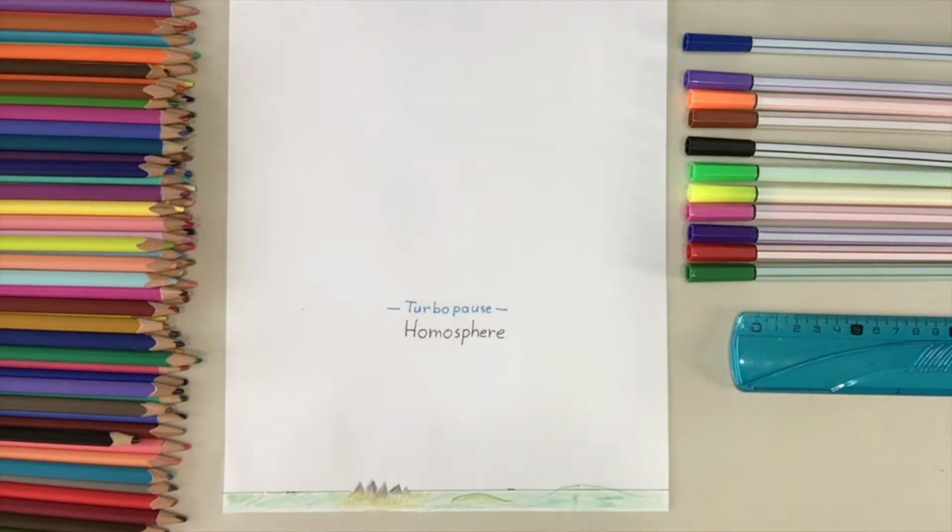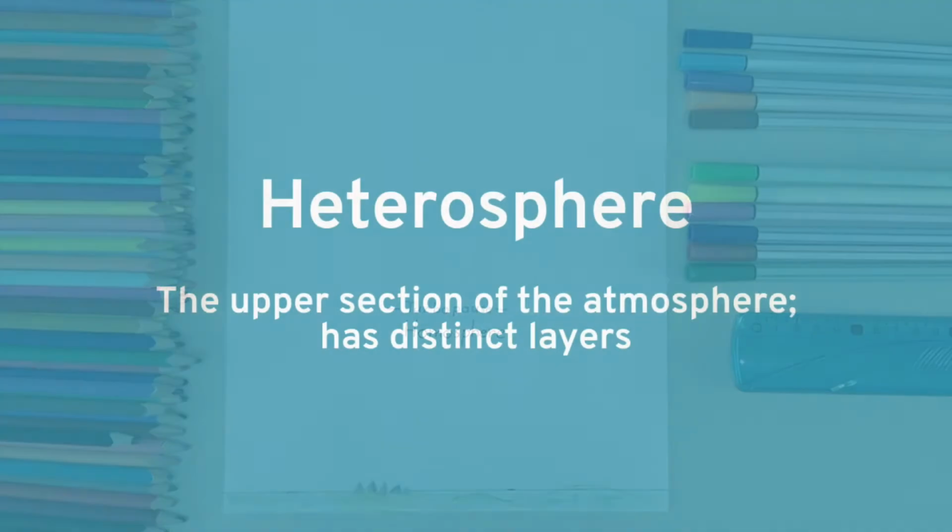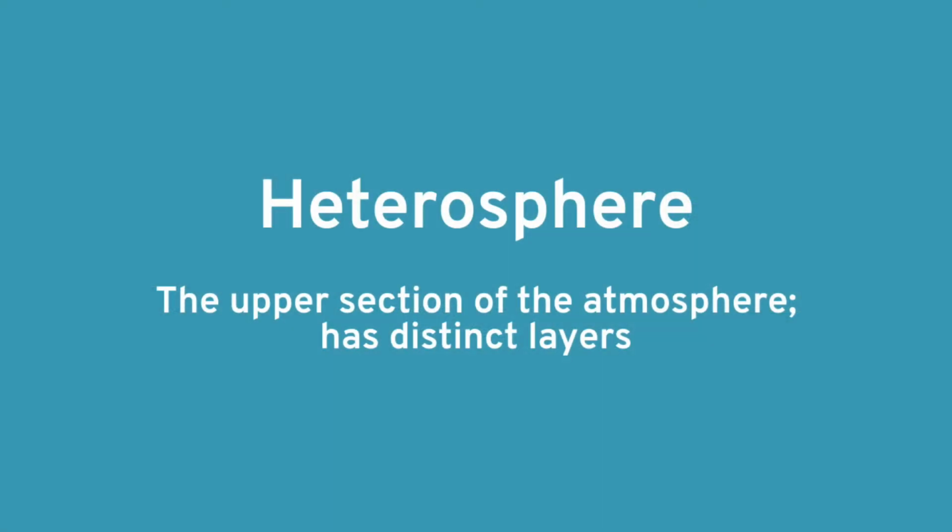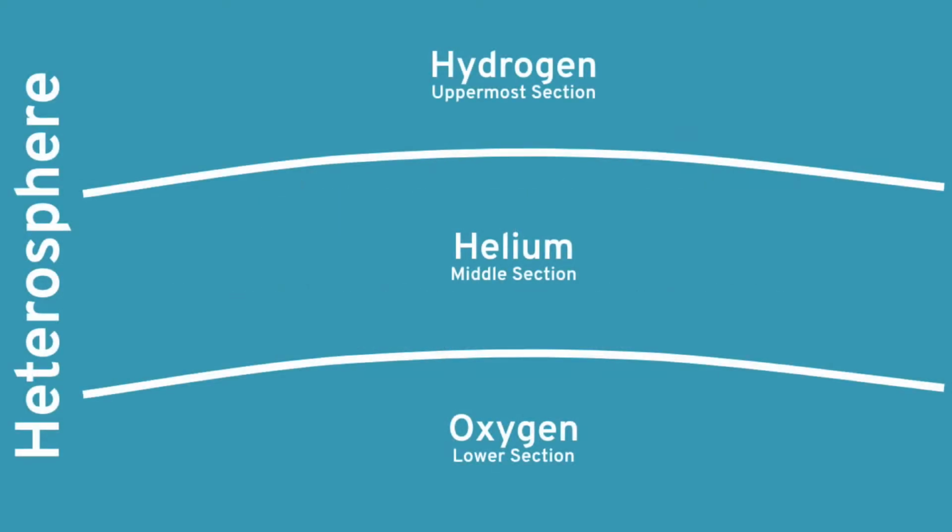The heterosphere has distinct layers. The prefix hetero means different in Greek, suggesting the different compositions of the layers in the heterosphere. Lighter atoms like helium and hydrogen float to the upper layers of the heterosphere, while heavier atoms stay in the lower areas.